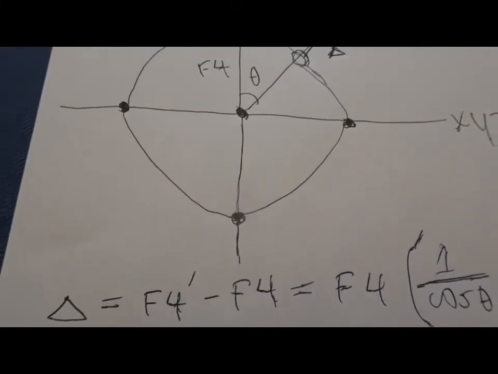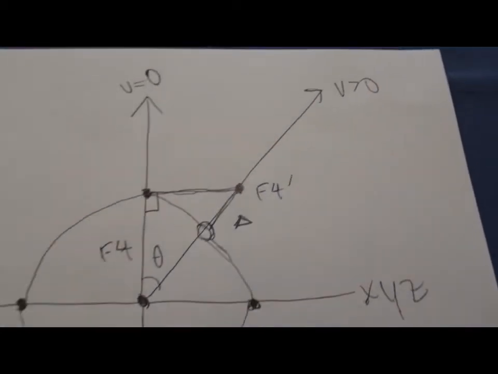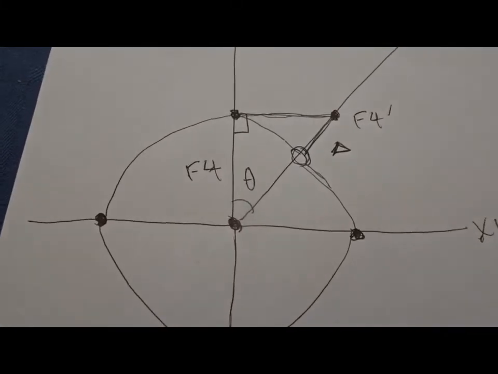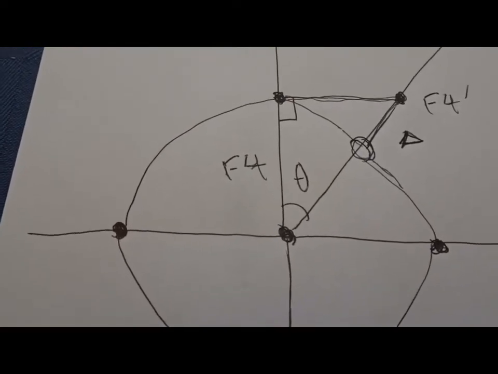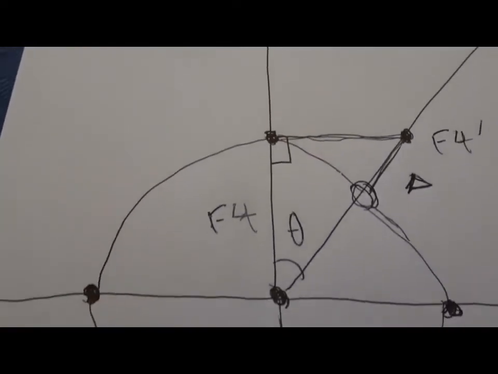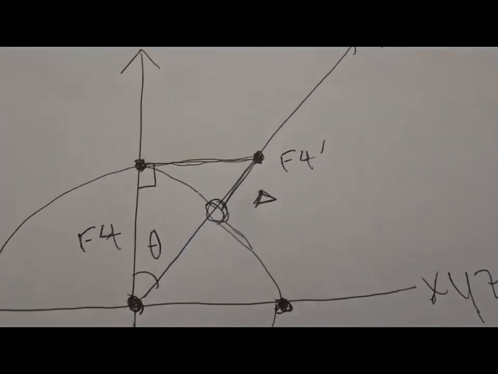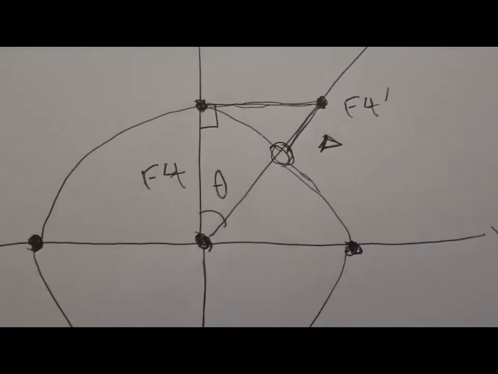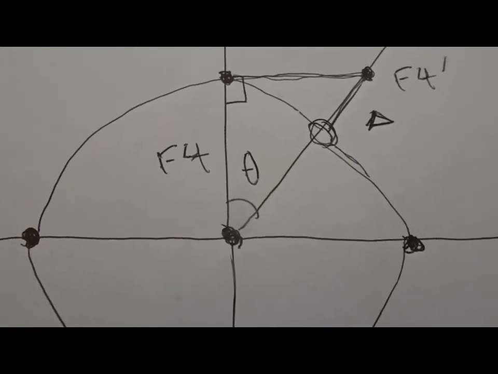We have two different particles moving through time. One is stationary at v equals 0. The other is moving to the right very rapidly at v greater than 0. And now, instead of time, we're counting a frequency through time, the fourth coordinate, which I call F4. The stationary particle counts F4 going up that way. The moving particle counts F4 prime going up that way. And F4 prime is bigger than F4 by an amount given by this angle theta, which is defined as before.